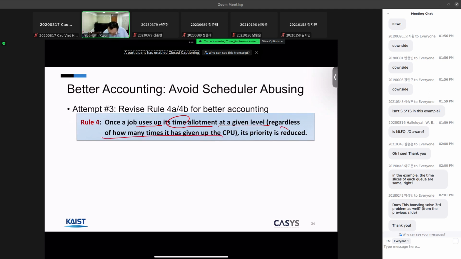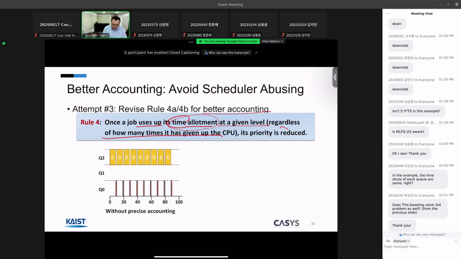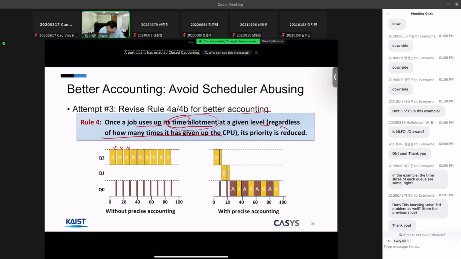Regardless of how many times it gives up the CPU, we just account for the time it uses the CPU. So if accumulated time is beyond its time slice, then priority is reduced. Simple. That leads to this better accounting rule. For example, let's say this is an abusing case. Without precise accounting, B relinquishes the CPU before the time slice. But with it, if you're using only a small amount of time, it keeps B at its level, but if the sum of the CPU time is beyond the time slice, it is lowered.